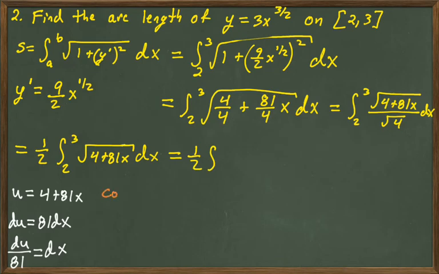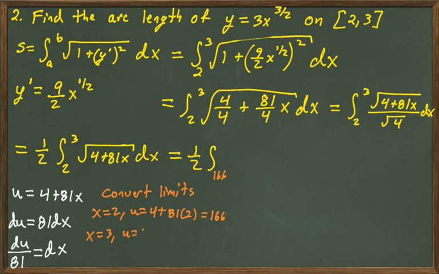Let's convert our limits because we're doing a substitution. So x is equal to 2, so u is equal to 4 plus 81 times 2, so 166 is our new lower limit. Original upper limit was x equals 3, so u is equal to 4 plus 81 times 3, so 247 is our new upper limit. u to the 1/2, du over 81. So it's going to be 1 over 162.